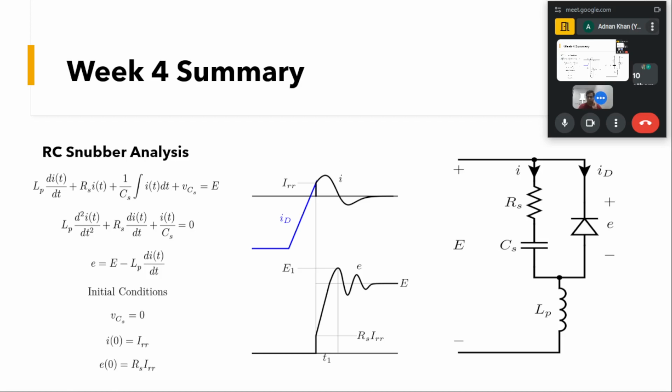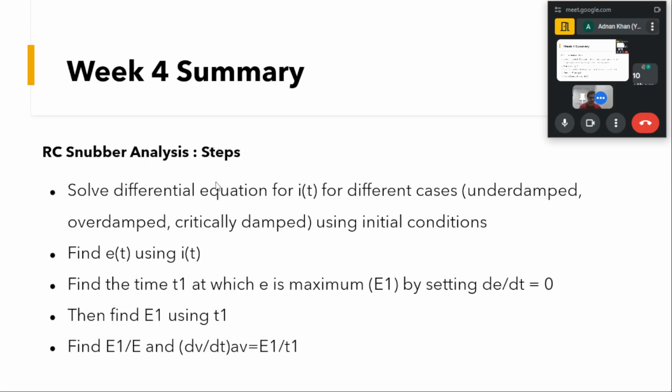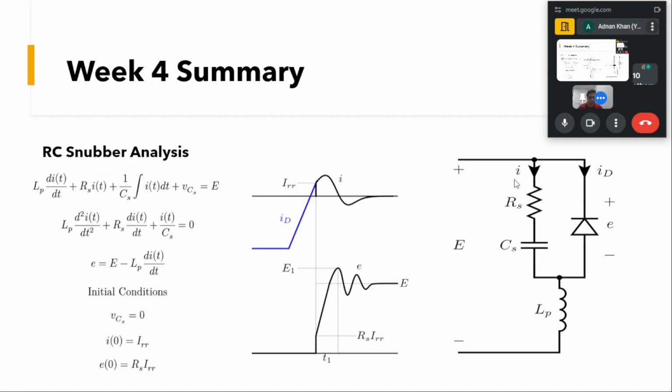And that has been discussed in detail in the course. I shall not go through those things here. But I'll go through the steps that you will follow in order to solve these equations. The first step is that we solve the differential equation for the snubber current i(t) at the time t.